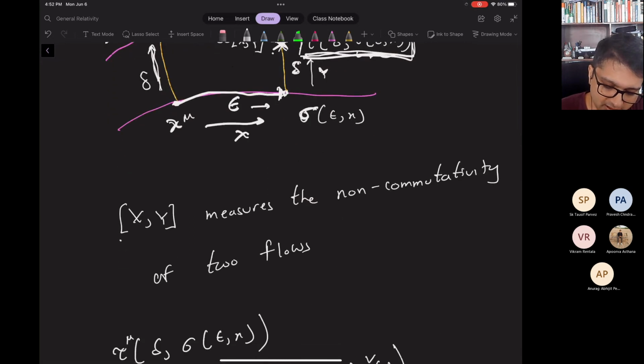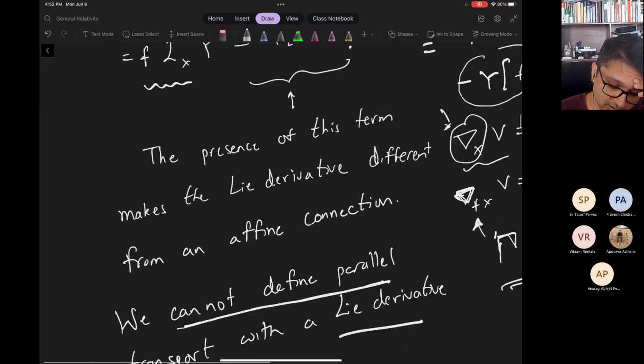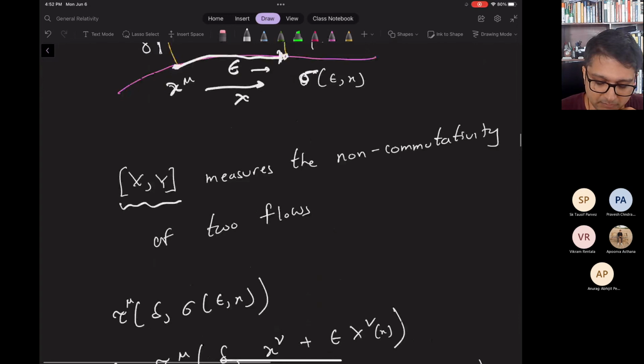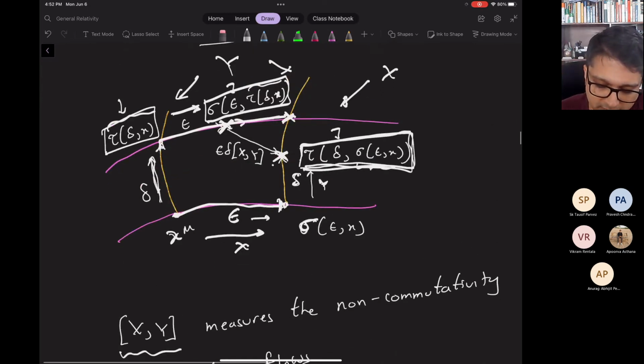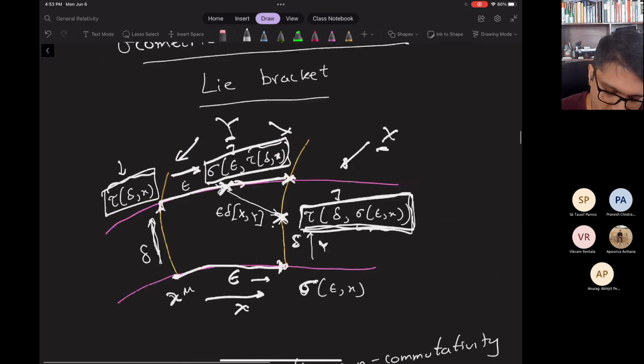So, in other words, this Lie derivative, or sorry, what is this thing called? The Lie bracket. The Lie bracket measures the non-commutativity of these two flows, the flow generated by the vector field X and the flow generated by the vector field Y. So let's work out first this quantity. Let's work out the coordinates of this point.